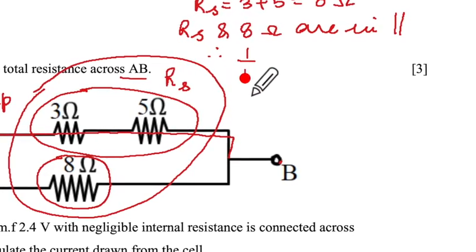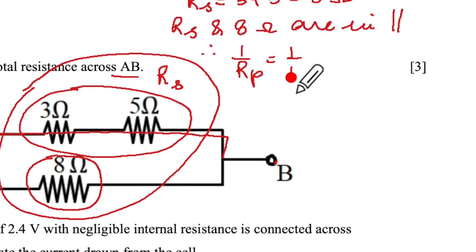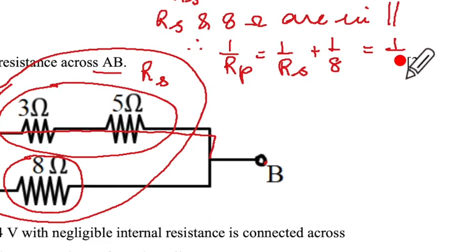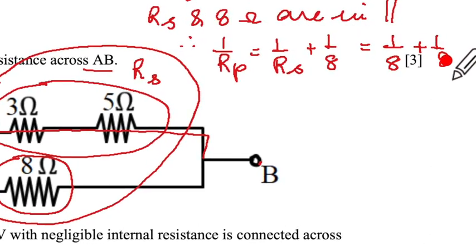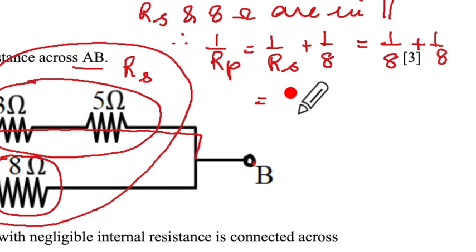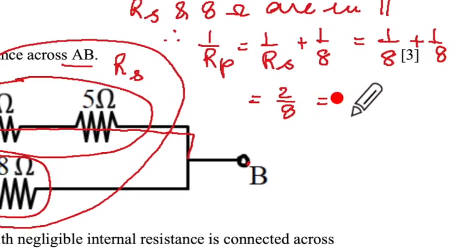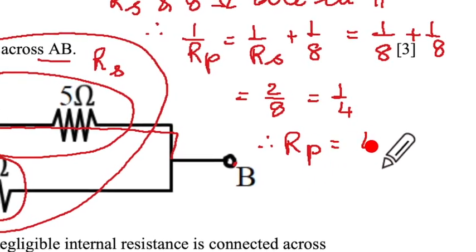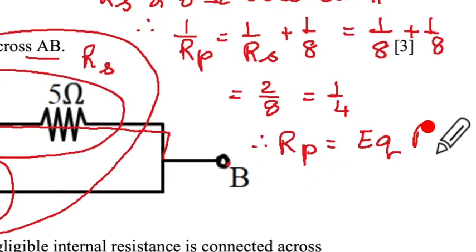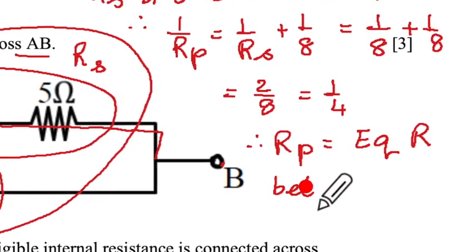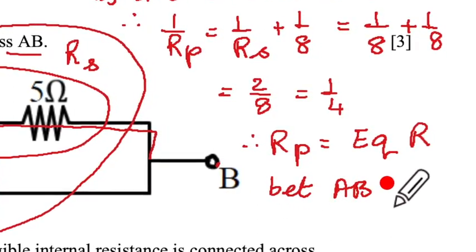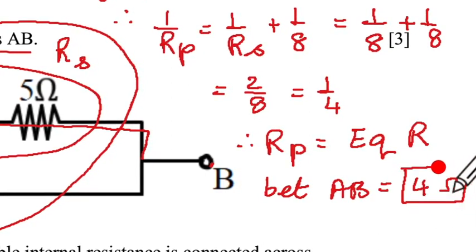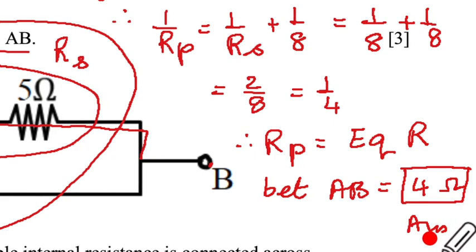Therefore, 1 upon RP will be equal to 1 upon RS plus 1 upon 8, which is 1 upon 8 plus 1 upon 8, which is going to be 2 upon 8, which is 1 upon 4, and therefore RP, which is the equivalent resistance between AB, is going to be 4 ohms. And that is our answer.